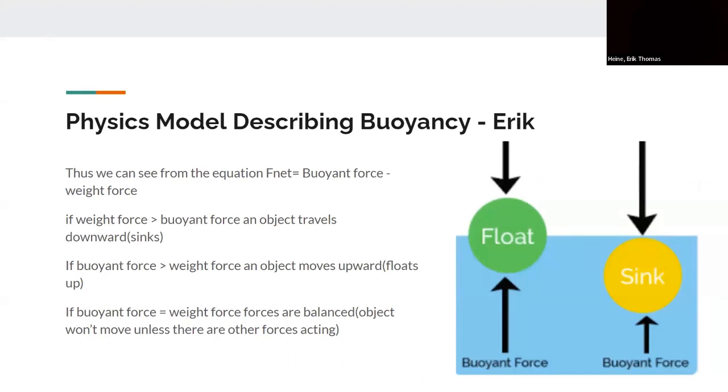From the general equation, we can see that if the weight force is greater than the buoyant force, an object will sink. Whereas if the buoyant force is greater than the weight force, the object travels upwards. Of course, if the two forces are equal, the forces are considered balanced and the object won't move if it's not acted on by any other forces.